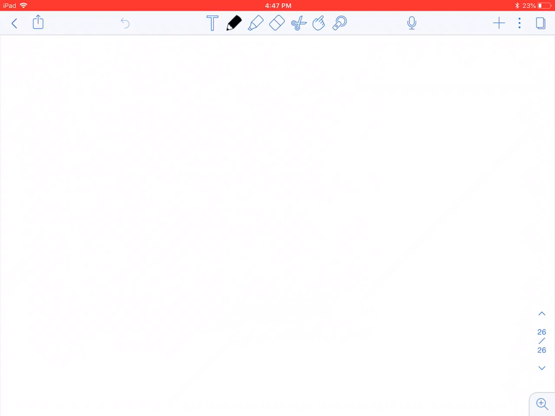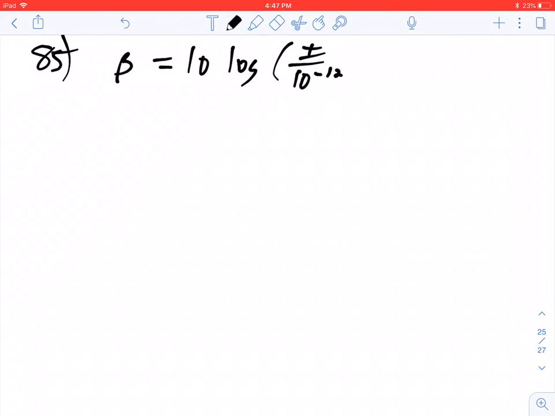So for number 85, they give you this equation, which is beta equals 10 log I, which is the intensity, over 10 to the negative 12th power. For number 85, they said use the properties of logarithms to write the formula in simpler form and determine the number of decibels of a sound with an intensity of 10 to the negative 6 watts per square meter.